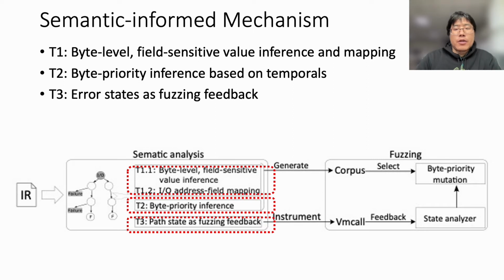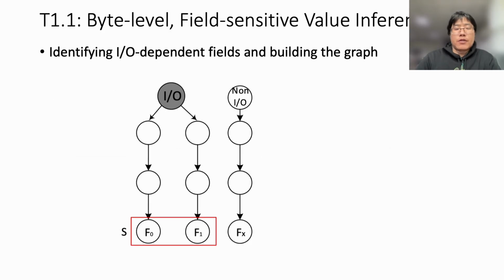The first technique is for inference of some constant values in structures. The second is inference of some variable values, mainly splitting multiple bytes of the variable into single byte inference. The third is to feed back the state of the driver execution error to the fuzzer, so that the fuzzer generates the next suitable input. The first technique contains two parts. One is value inference, and the other is the mapping of value and address.